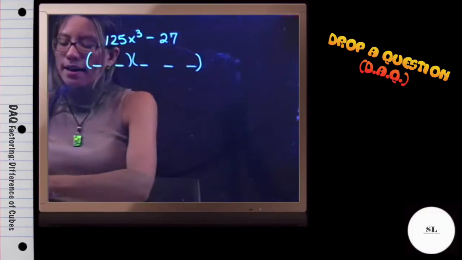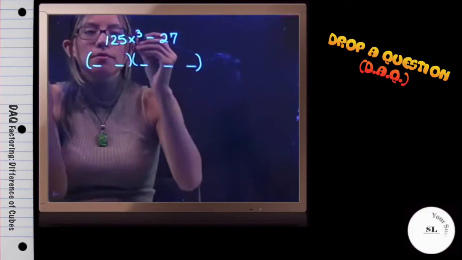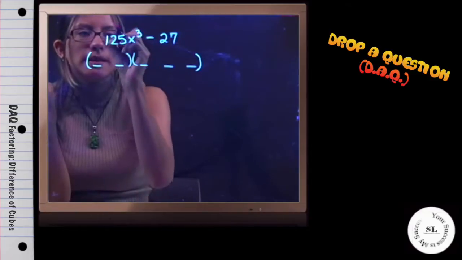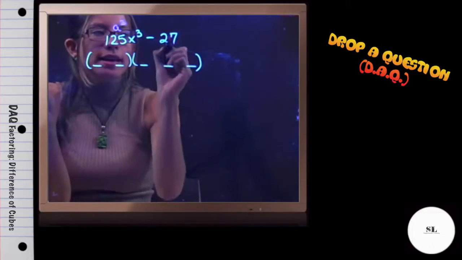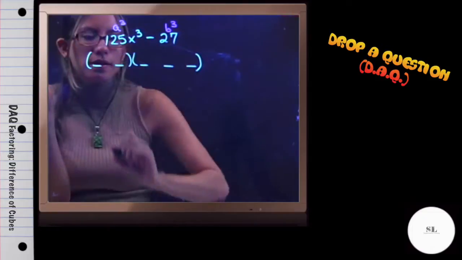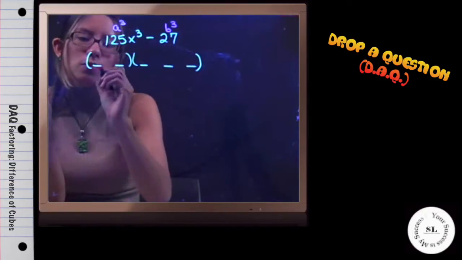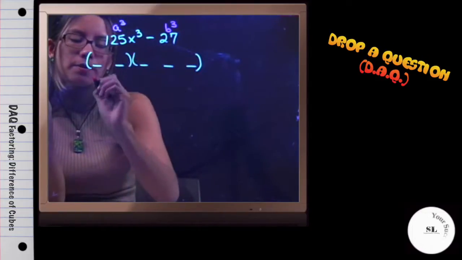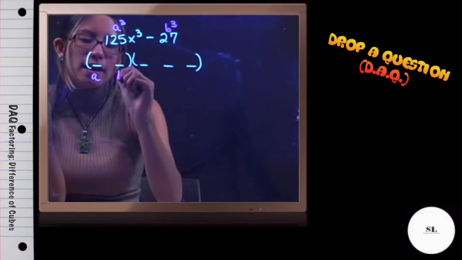So I'm going to go ahead and label our original problem. This first term is actually a cubed, and the second term is b cubed. So if I were to fill out this group, my first group is going to come from the original problem. This will be a, and this will be b.